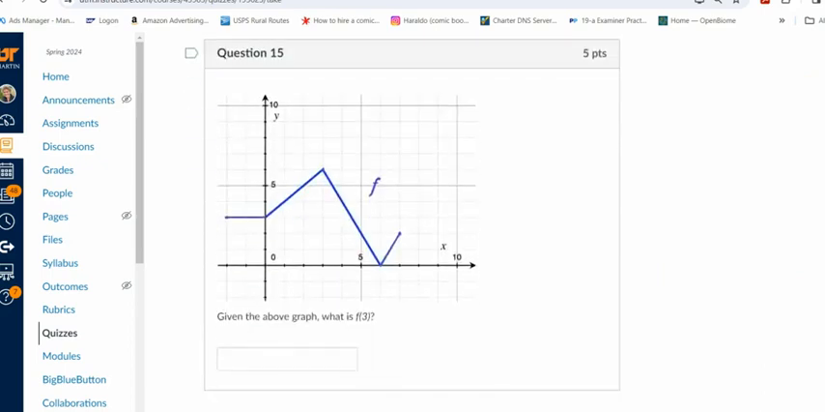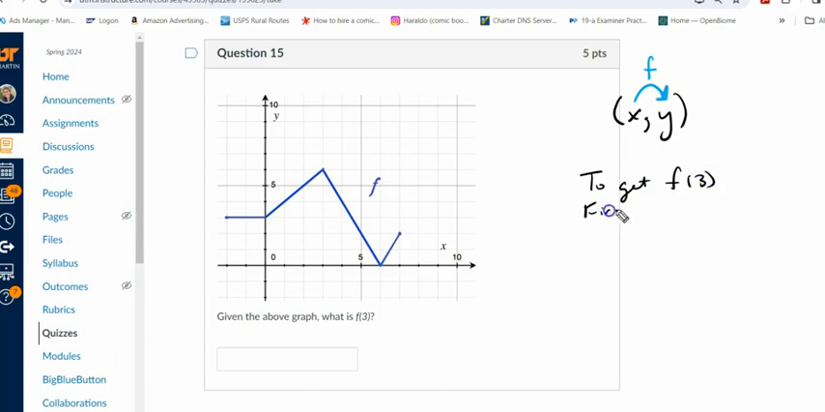All right, what is f evaluated at 3? And here's the graph of my function. So remember, if you have a point on the graph, then what a function does is it maps the x coordinate into the y coordinate. So to get f evaluated at 3, you have to first find the point whose x coordinate is 3, because then f will map that point into the y coordinate, and the y coordinate will be the answer.